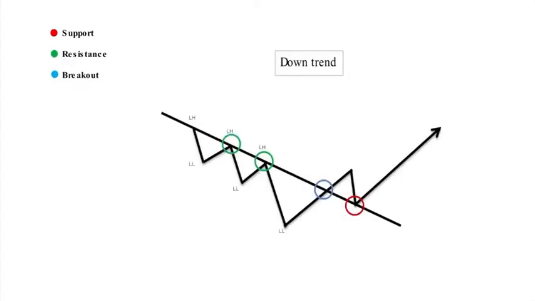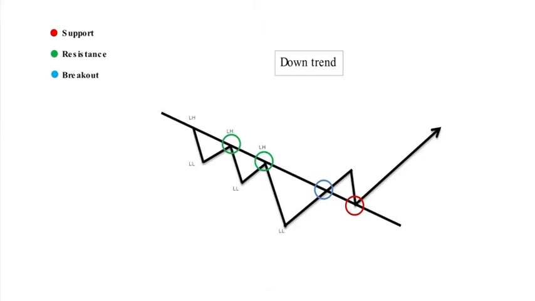Next is a downtrend. The same thing, I put LH and LL in the chart. LH means lower highs, and LL means lower lows. If we connect the two lower highs, we get this trend line. And let's see how the price goes.